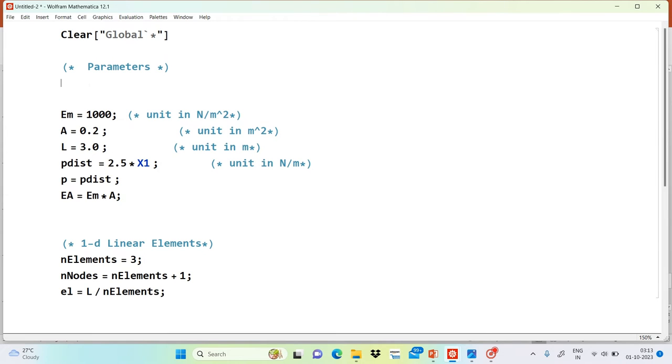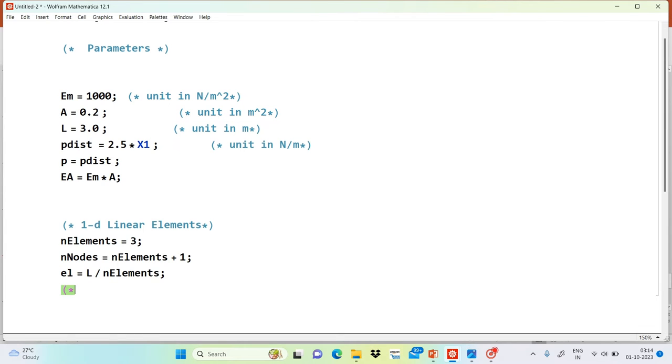Now we'll write the code. So here we are having the material properties, EM, that is 1000, cross sectional area, length, distributed load, that we are assigning, that is P distributed is P, and EA is nothing but EM into A. So for one dimensional linear elements, we are asked to have three elements. Then we know that the number of nodes is nothing but the number of elements plus one. Therefore, the length of each element, this is EL, is nothing but the length of each element.